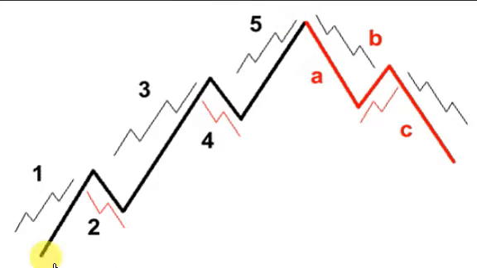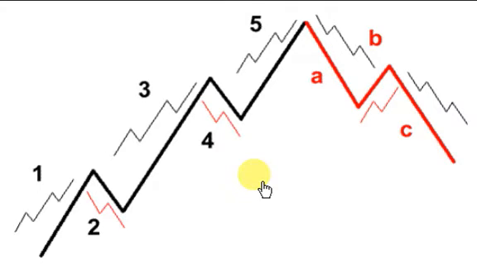So that's the biggest thing. If you're counting 1, 2, 3, 4, 5 and your 3rd wave's smaller than your 1st or your 5th, then it's no good. It doesn't count. And these are cardinal rules. You have to stick to these rules to be successful using the Elliott wave theory.